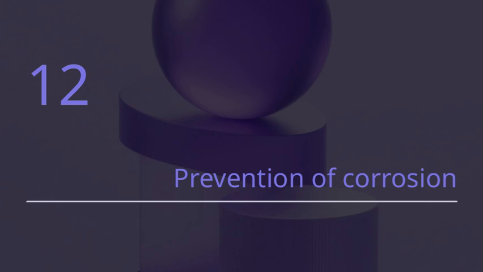Regular maintenance and inspections are also vital. Catching early signs of corrosion allows us to act before it causes serious damage. Additionally, controlling environmental factors, such as reducing humidity or using dehumidifiers in enclosed spaces, can make a big difference. These prevention strategies are essential not just for extending the life of equipment, but also for ensuring safety and reducing costs over time. Overall, by implementing these measures, we can significantly mitigate corrosion and maintain the integrity of our structures.